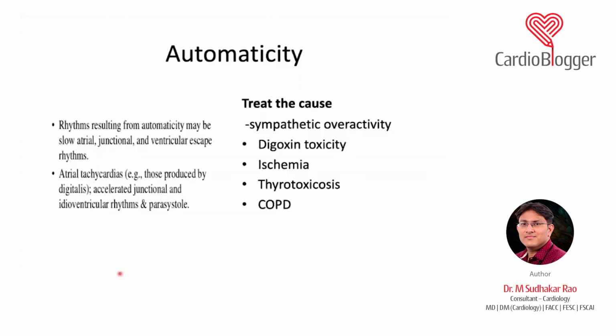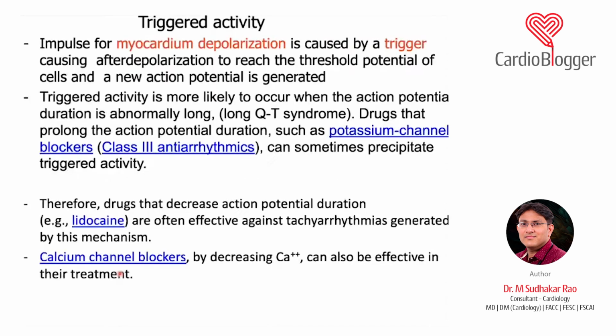So the treatment of automaticity is to treat the underlying cause. You have to treat the sympathetic overactivity, and you have to treat the digitalis toxicity by either phenytoin or FAB. We know that there are antibody fragments, known as FAB, or treat the ischemia. Sometimes even ischemia can cause automaticity, or thyrotoxicosis or COPD. So you have to treat the underlying cause in automaticity.